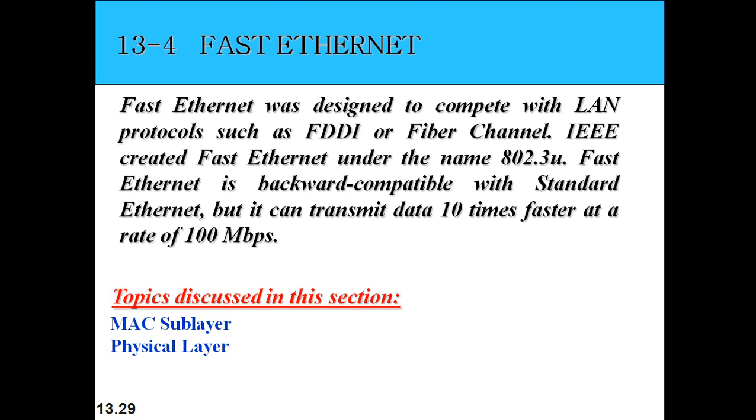Fast Ethernet was designed to compete with LAN protocols such as FDDI or Fiber Channel. IEEE created fast Ethernet under the standard 802.3u. This fast Ethernet is backward compatible with the standard Ethernet. It can transmit data 10 times faster, that is, at a rate of 100 Mbps.